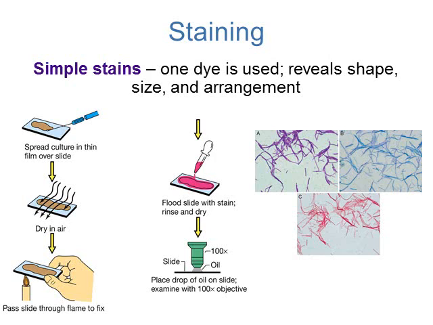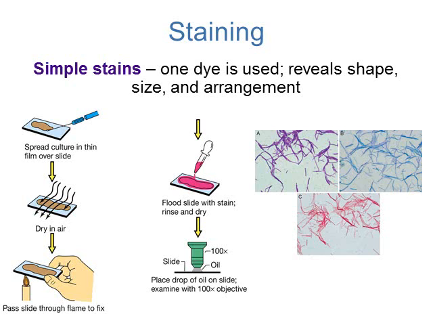So I'm going to quickly run through the procedure of a simple stain. If we start at the top left-hand side, you're going to spread your culture in a thin film over the slide, and usually you're going to spread it in water. You're going to let that water dry in the air, and then you're going to pass your slide through the flame to produce the heat-fixed part of the slide.